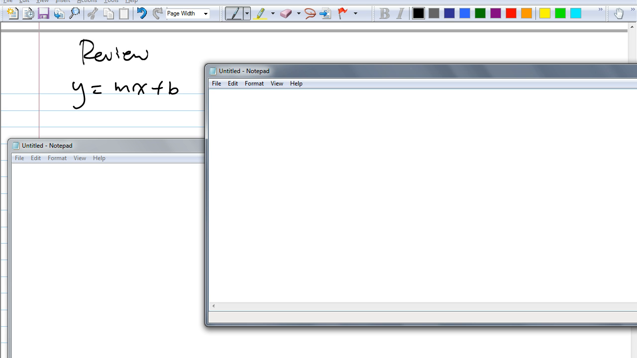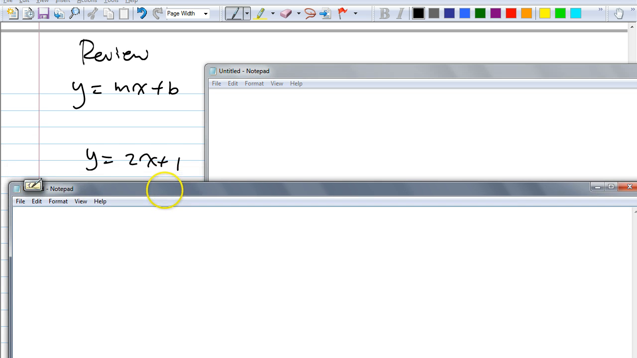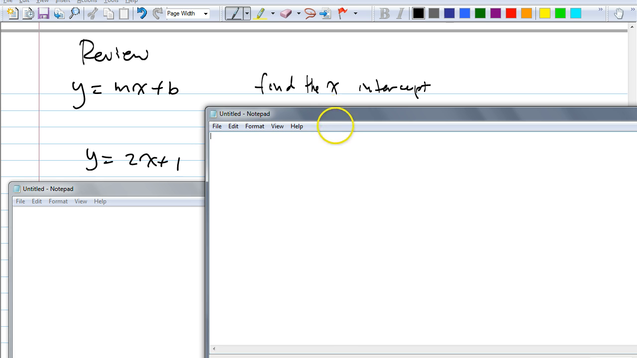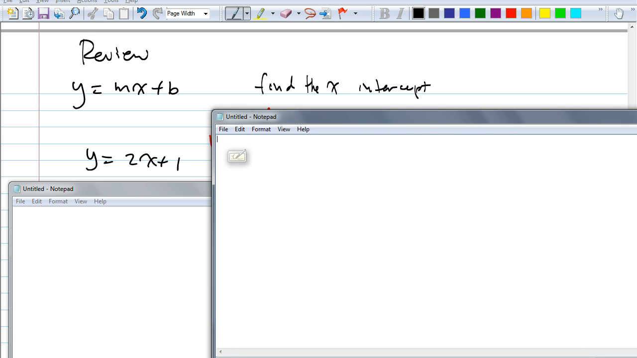You guys remember? So let's say I gave you a linear equation that looks something like this: y equals 2x plus 1. And if I ask you to find the x-intercept, we know what the y-intercept is, don't we? The y-intercept is, everybody should know, it's 1, isn't it? Yeah, because remember, y equals mx plus b. That b is the y-intercept. We want to find the x-intercept. First of all, what's an x-intercept?